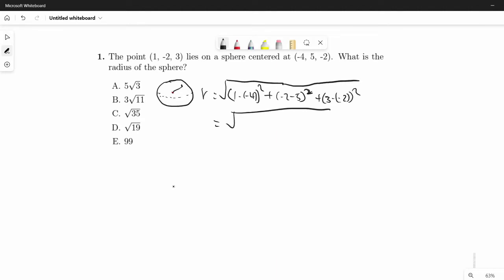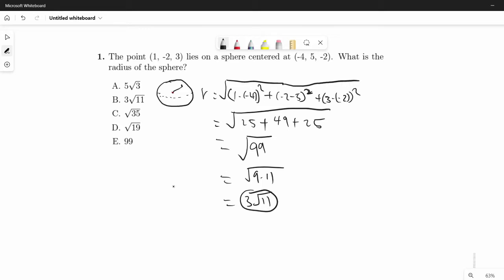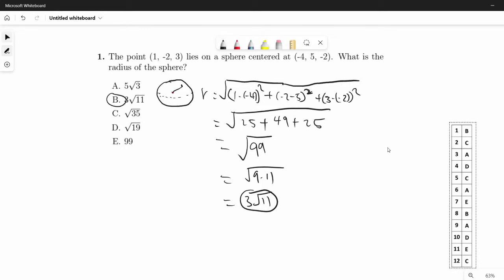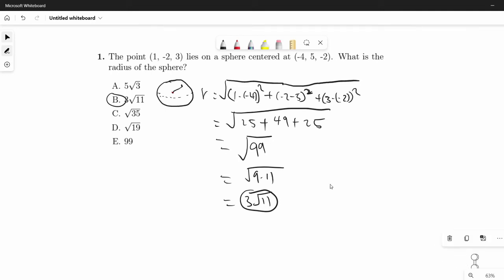So that would be 25, plus -7 squared, so 49, plus 25 again. So we have root 99, right? And then we can pull a 9 out, and it would be 3 root 11, which would be option B. For number 1, B is correct.